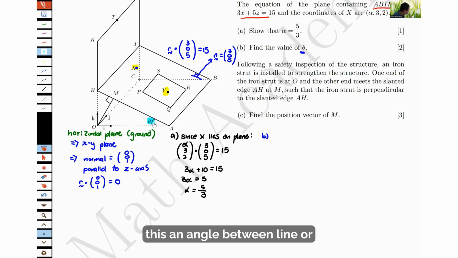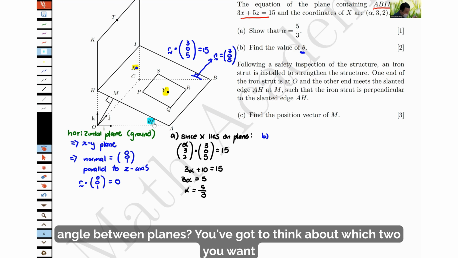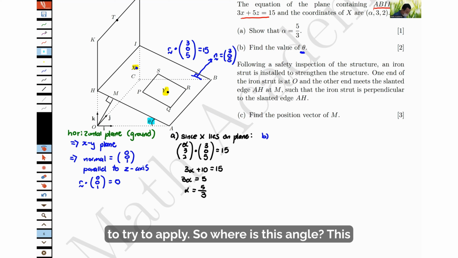Is this an angle between lines or an angle between planes? You've got to think about which two you want to try to apply. So where is this angle? This angle is actually between two planes. Which two planes is it?